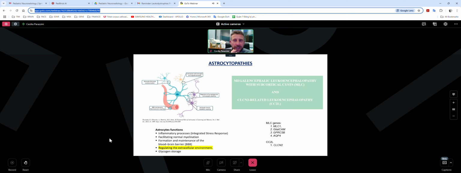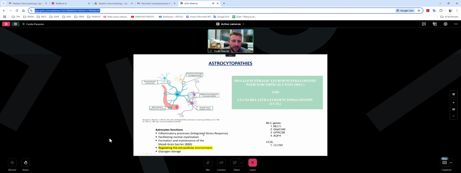The last two conditions I want to mention are megalencephalic leukoencephalopathy with subcortical cysts, MLC, and CLCN2-related leukoencephalopathy, CC2L. The first one is due to mutation in one of these 4 genes, MLC1, GlialCAM, GPRC5B, or aquaporin-4, while the second one, CC2L, is due to mutation in CLCN2.